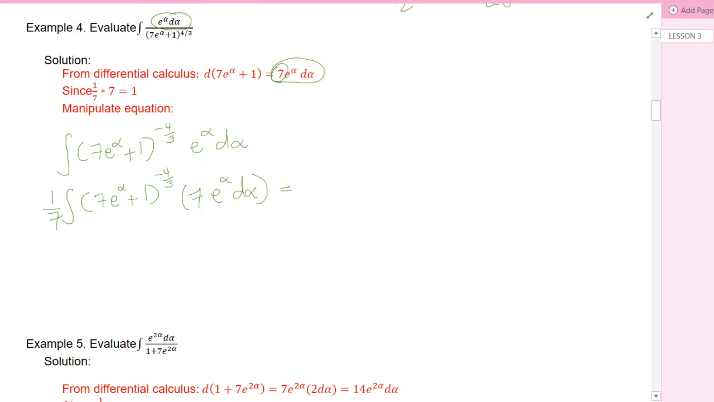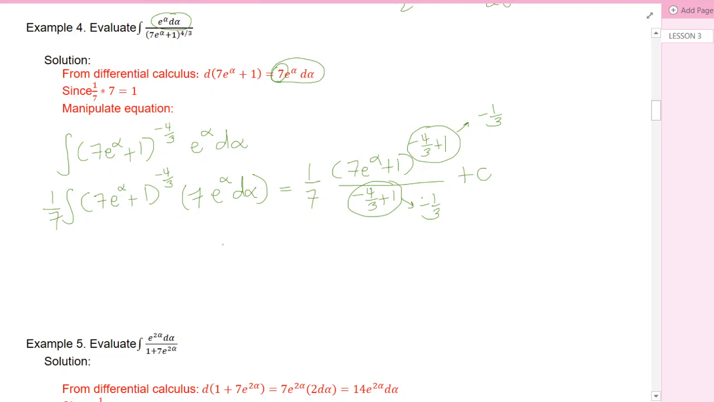Okay, we are now ready to get the integral for that using the power rule again. That is already 1 over 7 multiplied by (7e^alpha + 1) raised to negative 4 thirds plus 1, divided by negative 4 thirds plus 1, plus c. Okay, for this one, class, that is already equal to negative 1 third. Also this one, that is already negative 1 third.